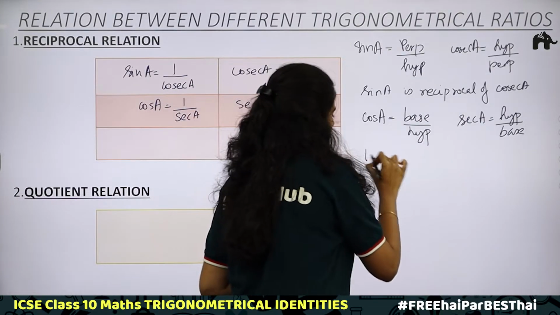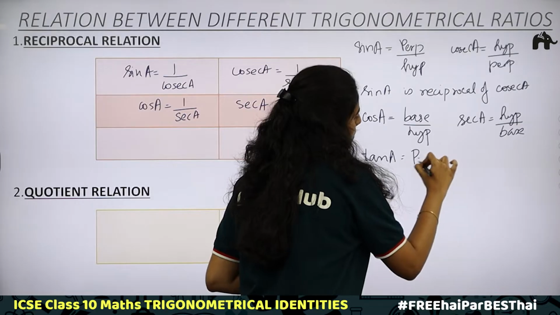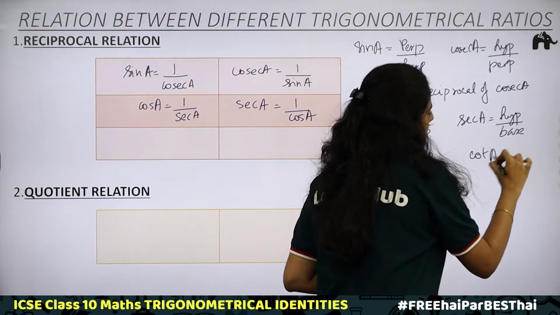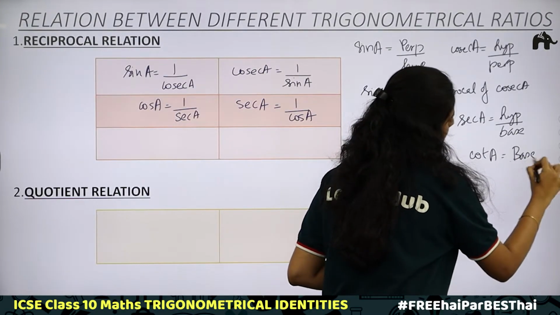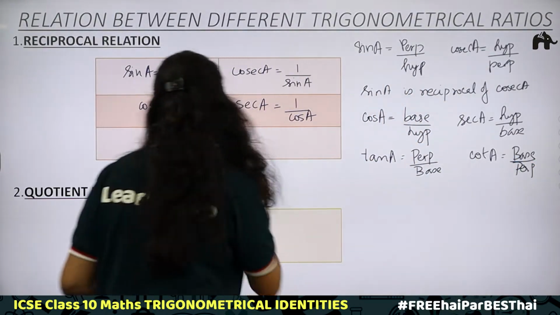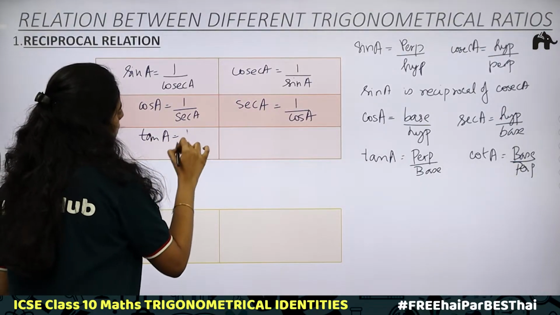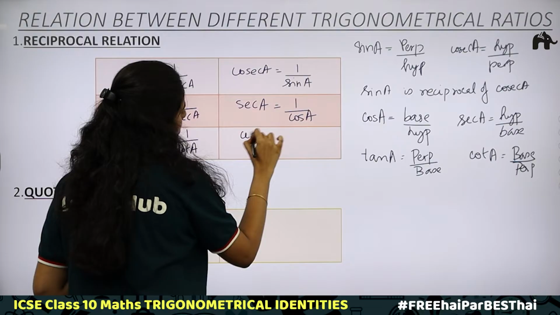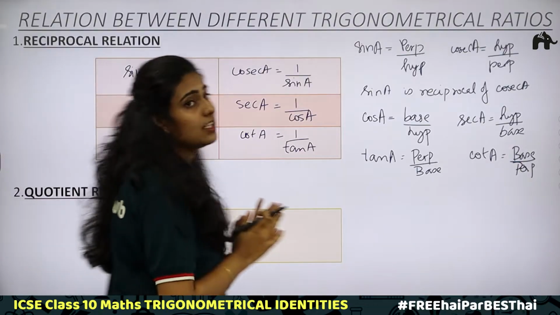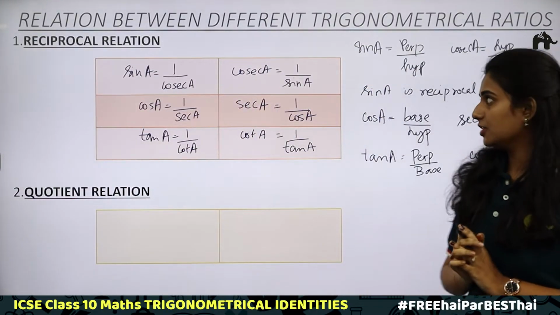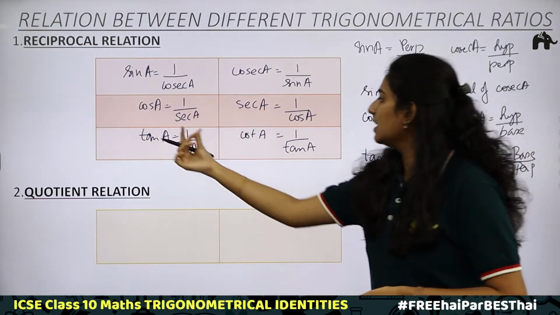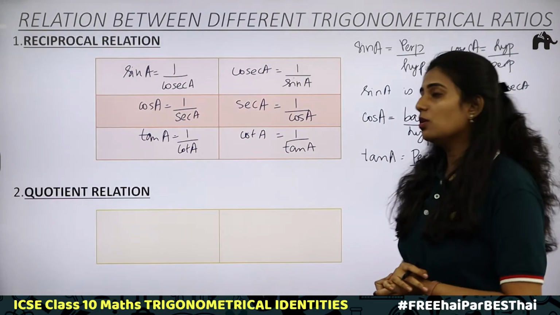Now what about tan? Tan A is equal to perpendicular by base, and cot A is equal to base by perpendicular. How are they related? They are also showing the reciprocal relation. Therefore, we can write tan A is equal to 1 by cot A, and cot A is equal to 1 by tan A. So, this is the reciprocal relation. Sine and cosec are related. Cos and sec are related. Tan and cot are related. Next is the quotient relation.